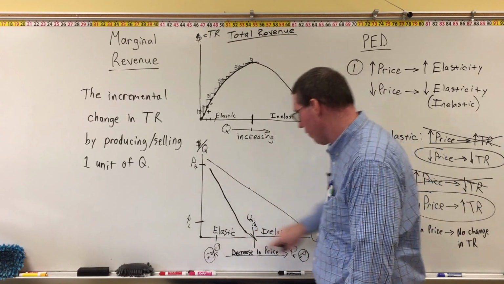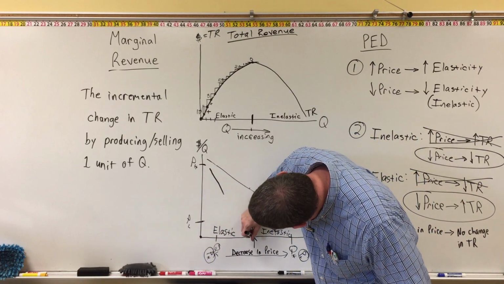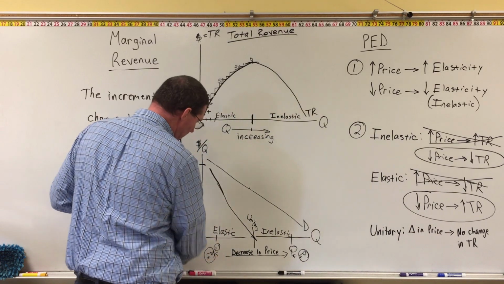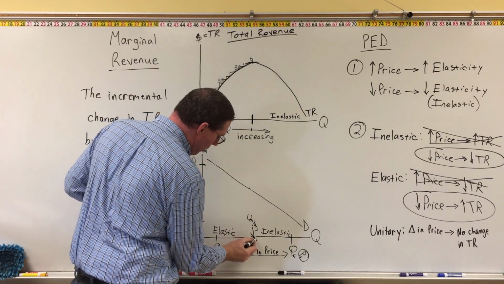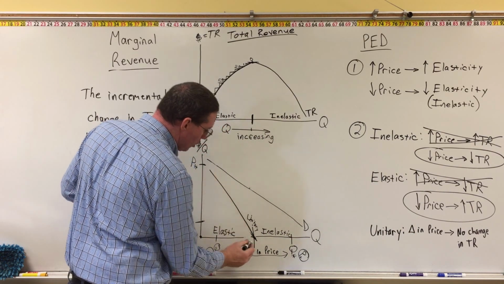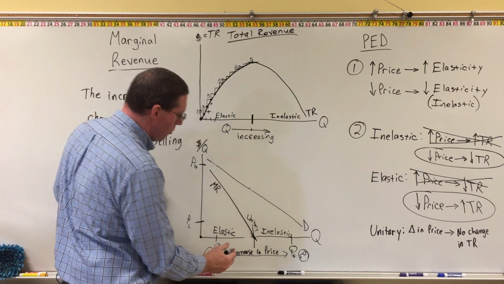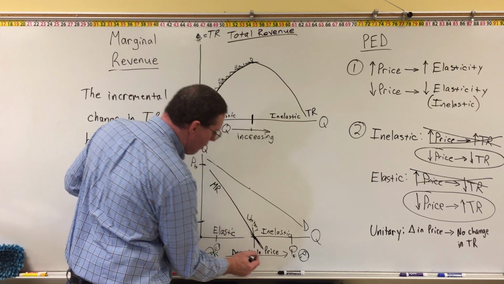Hang on, let me fix that curve a little bit. And what you're looking at here, this downward sloping line, I'm going to do a much better job. I usually draw it as a straight line, even though it doesn't necessarily have to be a straight line. What you're looking at right there is the marginal revenue curve. And then eventually the marginal revenue curve actually goes negative.